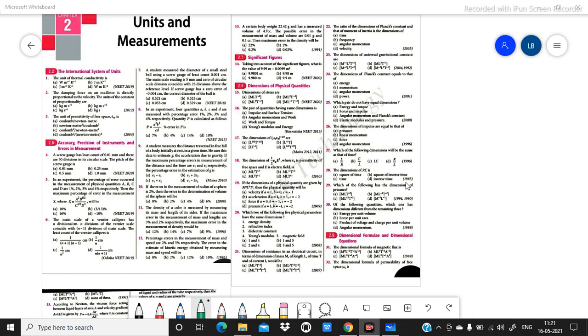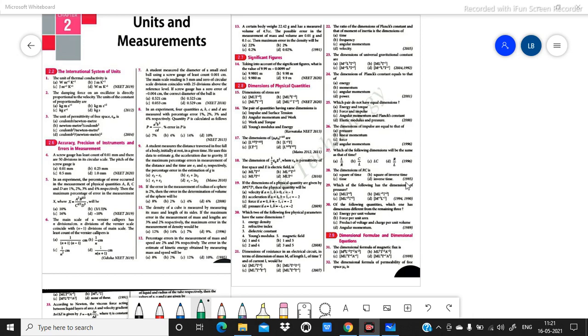So basically, four types of questions are asked in units and measurement. One, they will ask directly what is the dimension of a quantity, and from dimension analysis they will ask questions, and also they will ask questions from errors. Here I will encounter such questions.